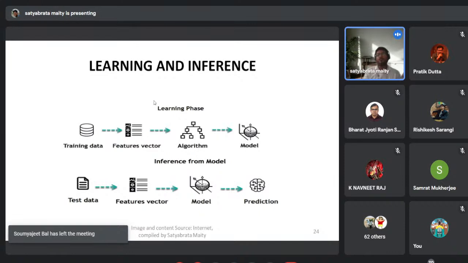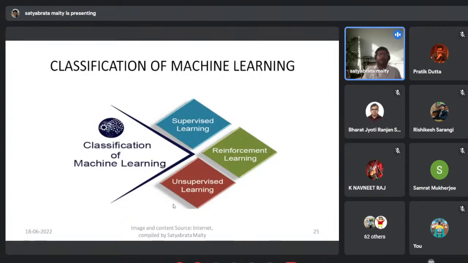So these are the two phases of a machine learning model: the learning phase and the inference phase. The learning phase is mostly called training, and the inference phase is mostly called testing, right? There are mainly three different ways to implement things in machine learning. One is called supervised learning, another is unsupervised learning, and the third one is reinforcement learning.